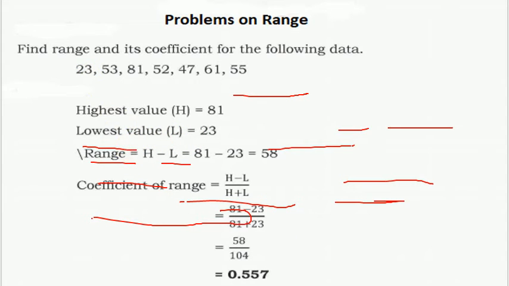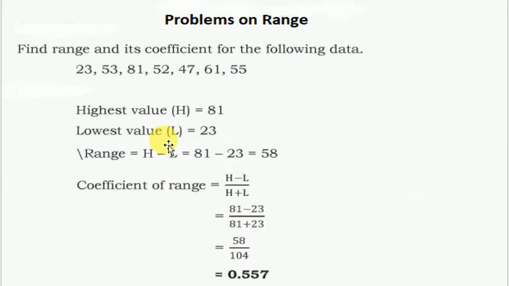So the range is highest minus lowest, that is 81 minus 23 equals 58. This is the range in which the data has been observed. Now the coefficient, which we already defined, is highest minus lowest divided by highest plus lowest.